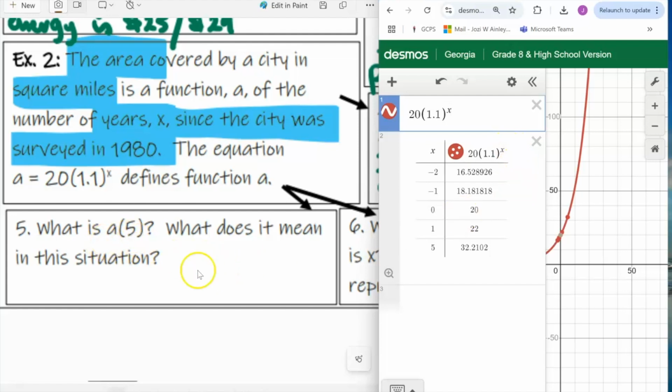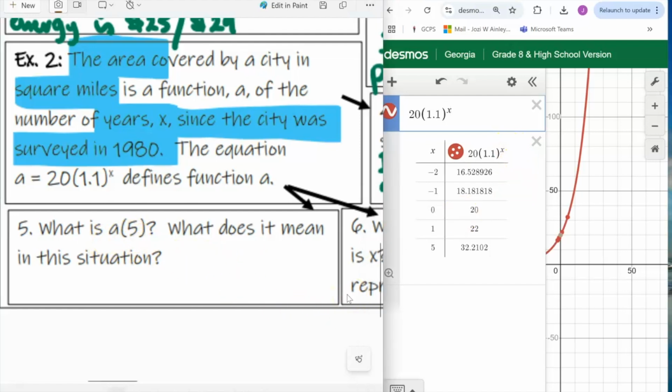All right, so what is A of 5? A of 5 is, and what is this talking about? The area covered in square miles. Okay, so can you have a decimal mile? Absolutely. So we're going to keep the whole answer. 32.2102 square miles. So miles squared.